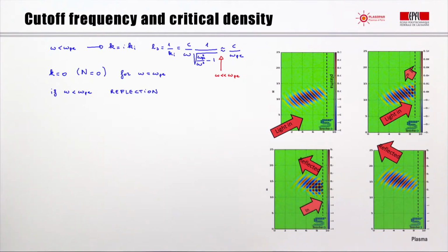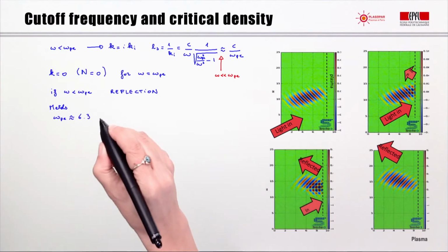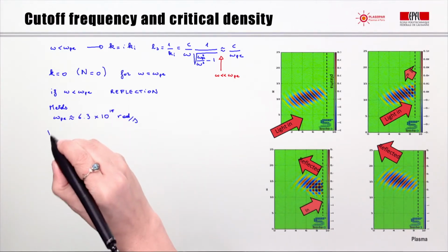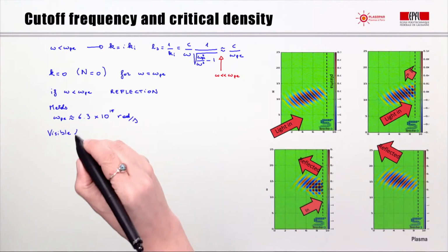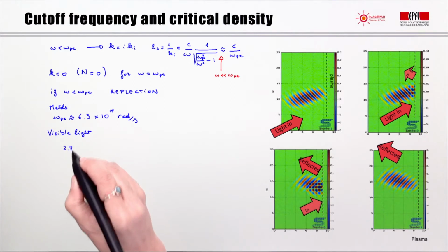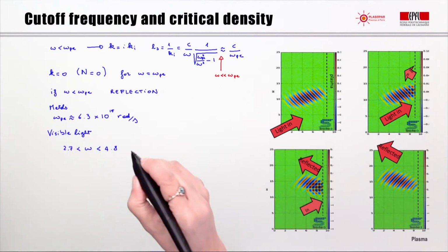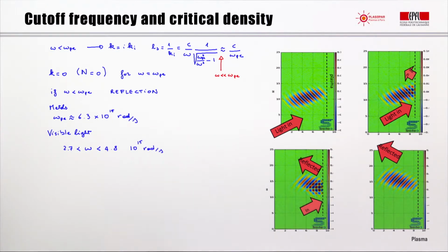A nice example that you are all familiar with that is related to the fact that a cutoff frequency exists for light waves in a plasma is the fact that metals shine. The free electrons in the conduction band of the metal, in fact, can be treated as a cold plasma, and then we can calculate a plasma frequency associated to that. If we now consider the pulsation of visible light, it is between 2.7 and 4.8 times 10 to the 15 rad per second. So we can see that all visible light is below the plasma frequency of the conducting electrons, and for this reason all visible light is reflected, making metals shine.